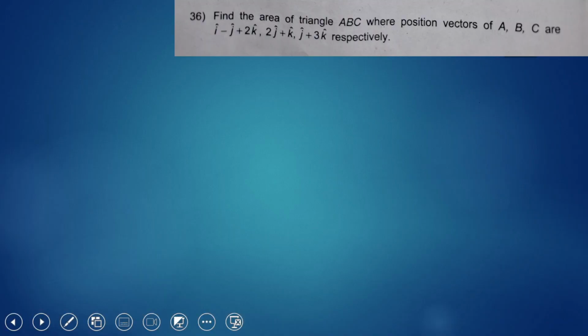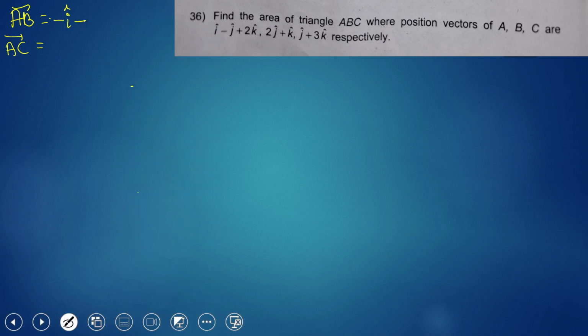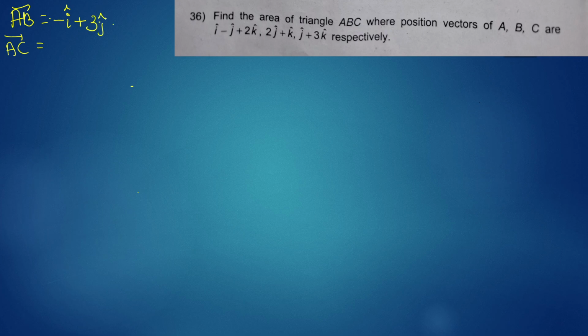To find the area of the triangle, let us consider vector AB as well as vector AC. We find these vectors by subtracting the position vectors. Then we get vector AB is equal to minus i cap plus 3j cap minus k cap. Similarly, vector AC will be minus i cap plus 2j cap plus k cap.